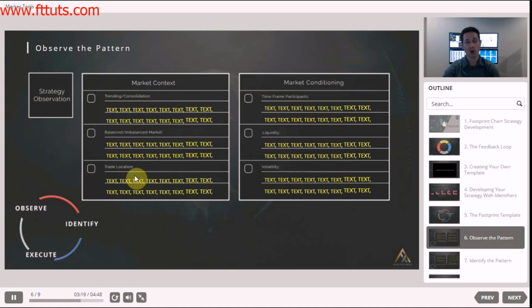Then, in terms of market conditioning, we want to talk a little bit about the time frame participants. What are we seeing? Are we seeing a lot of noise from algorithms? Are we seeing large, big orders come into the market? Or are we just seeing a lot of passive, responsive type orders coming into the market? In terms of liquidity, is there a lot of liquidity? Are the market conditions quite thin? And then volatility, is there volatility or not? Once you've done that, you've effectively completed the first part of the template, which is the strategy observation.